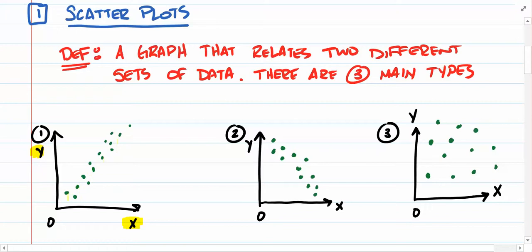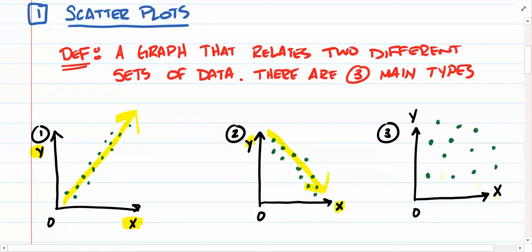And in this particular case, you can see that the data sort of goes up and to the right. So as x increases, y tends to increase. This is called positive correlation. Number 2, again, the same kind of graph. I'm relating x to y. But in this particular case, as x increases, our y values decrease. You could probably guess this is called negative correlation.